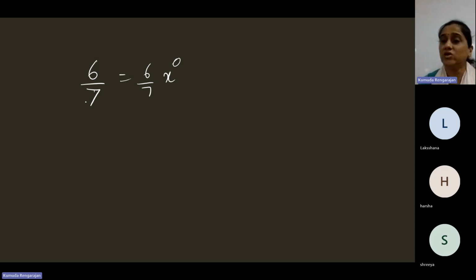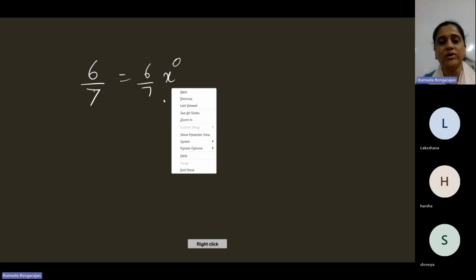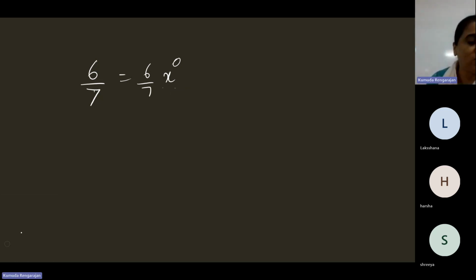Now 6 by 7 is a constant. Its value cannot be 0, right? Because it's a constant. For no value of x will 6 by 7 become 0. A constant means what? It assumes a fixed value. You cannot change its value. A constant assumes a fixed value. So 6 by 7 is 6 by 7.